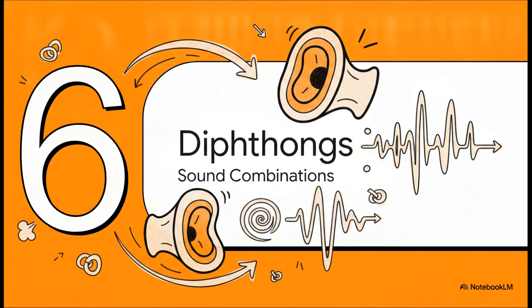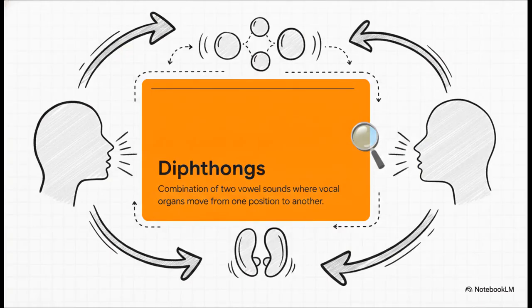And for our grand finale, Section 6. Diphthongs, sound combinations, or as I like to call them, linguistic gymnastics. We're going to combine what we just learned about open spaces into a single, complex, gliding movement. The crucial point here is that we aren't just making one static shape anymore. A diphthong is a combination of two vowel sounds, which means your vocal organs actually have to move from one position to another mid-breath. Out of the 20 total English vowels, 8 of them are diphthongs.